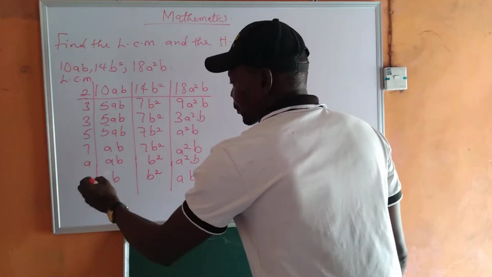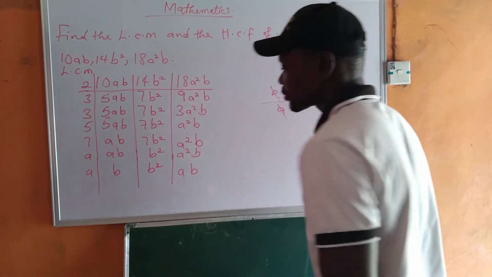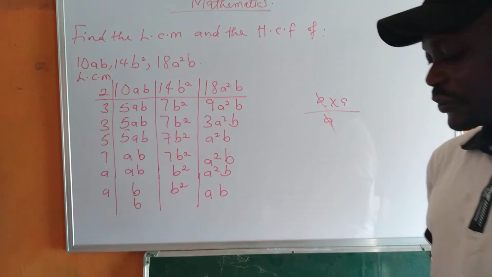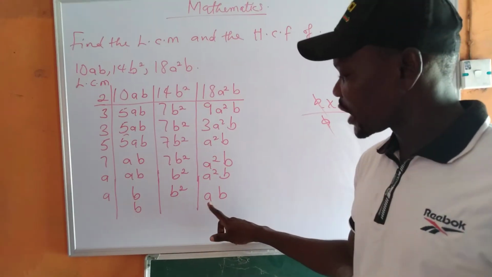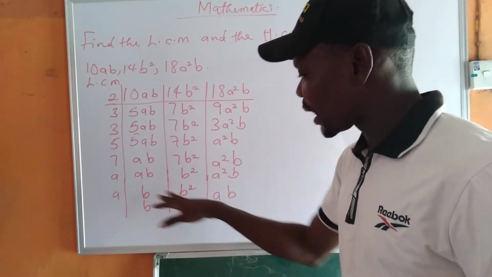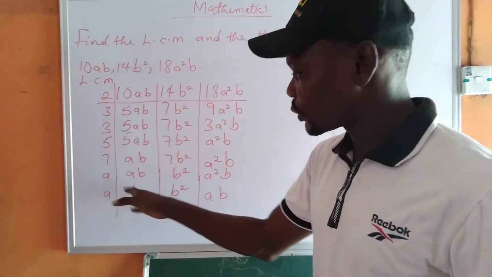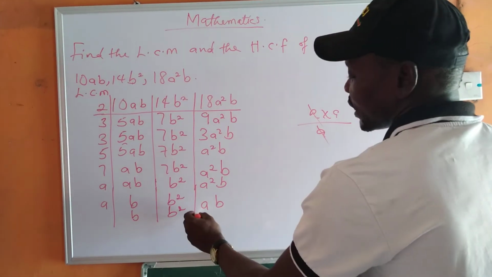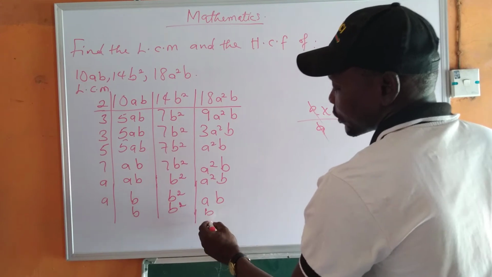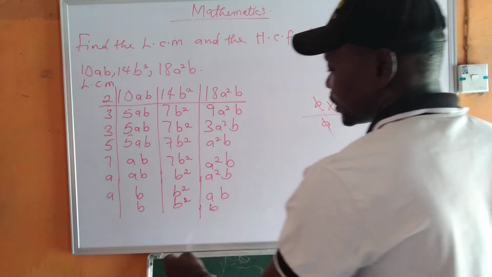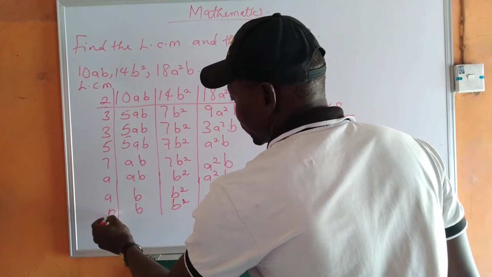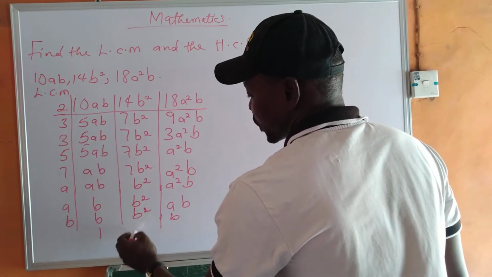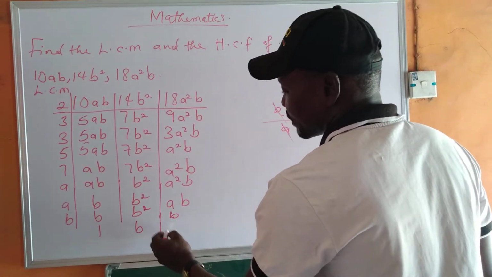So we still have a, then we can still divide by a again. Since we are still having a here, we can divide through by a. A divided by b, we say b. A divided by b squared, we have our b squared. A divided by ab, we have b. So what we have there is b, b squared, b. So we use our b. B divided by b, 1. B divided by b squared, we have b. Then b divided by b, we have 1.